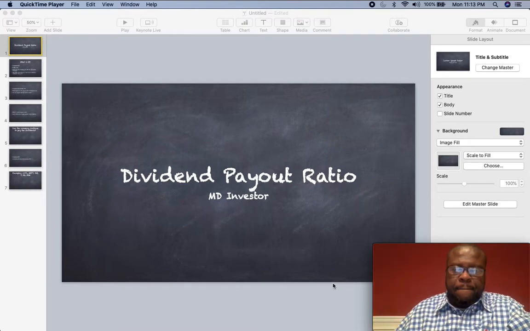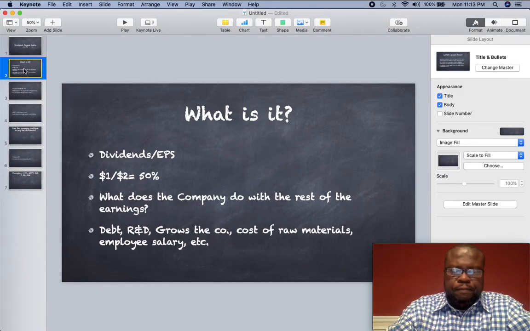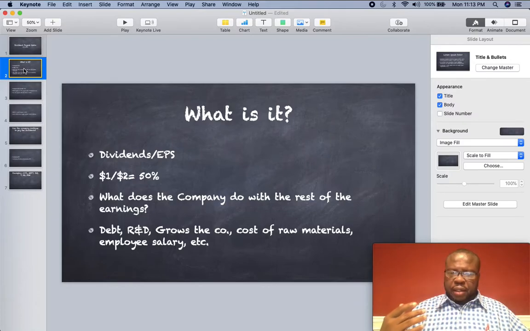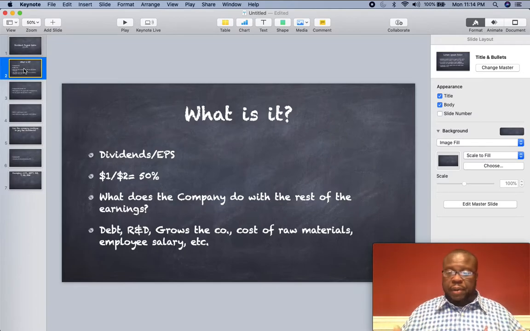So the dividend payout ratio. What is it? The dividend payout ratio is simply the dividends divided by the earnings per share. Companies are in business to make money. Bottom line. Obviously, they do other things. They create good for society. For example, now in this pandemic we're in, we have all these pharmaceutical companies, Johnson & Johnson, Merck, Pfizer, all these companies, and they're trying to get a vaccine for the virus. So that's doing good for humanity. But the bottom line is they're in business to make money.